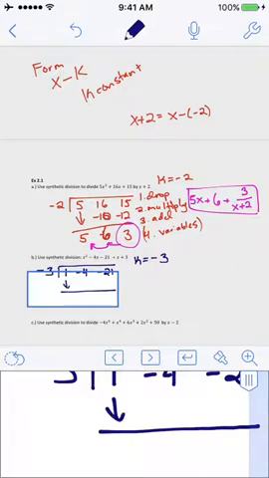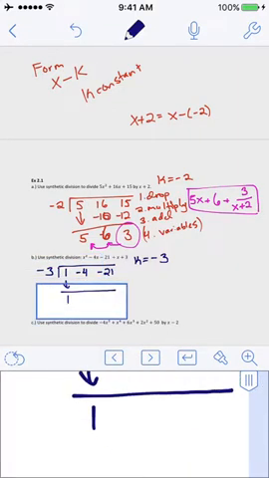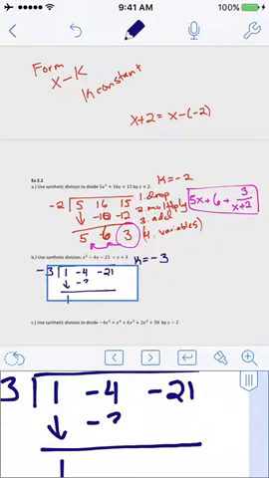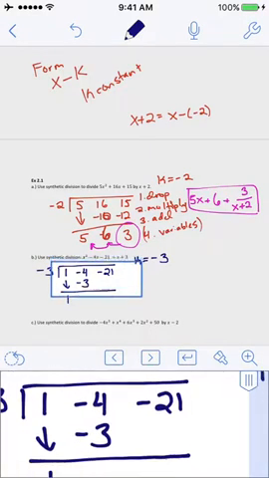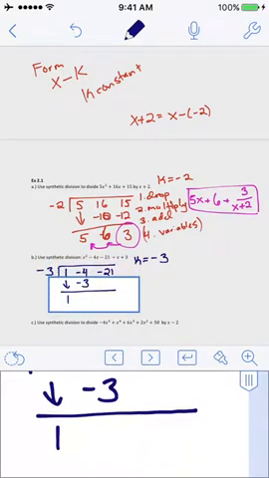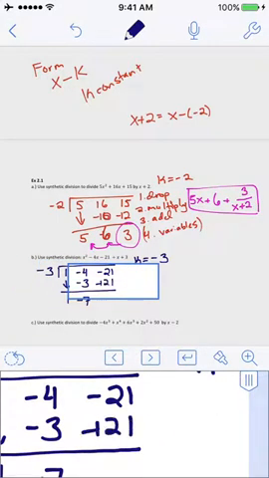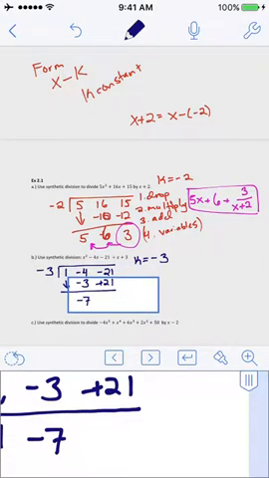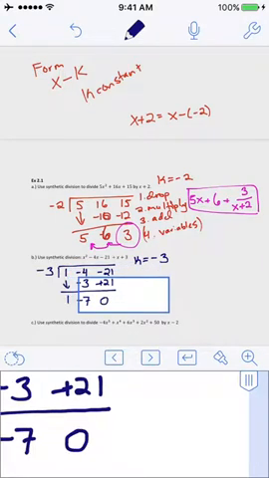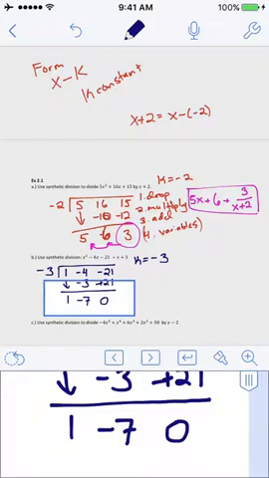So start by dropping it like it's hot. 1 times -3 gives me a -3. Add those together. -4 plus -3 is -7. -7 times -3 is +21. -21 plus 21 is a 0. And I've run out of numbers, so the game is done.